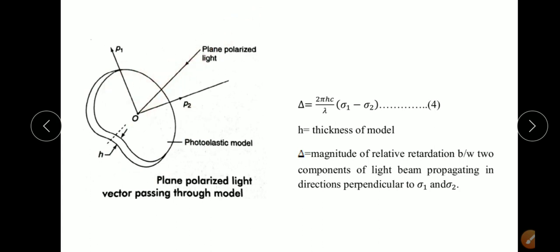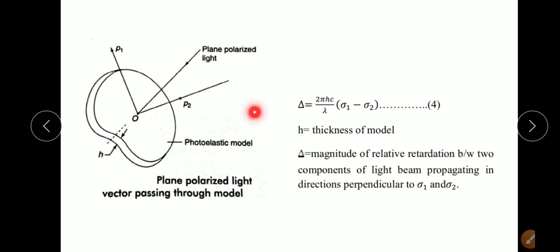The plane polarized light is falling, and it will be split into two light vectors, p1 and p2, which coincide with the sigma 1 and sigma 2 directions. So this is the model, which has a small thickness h. It is a photoelastic model.